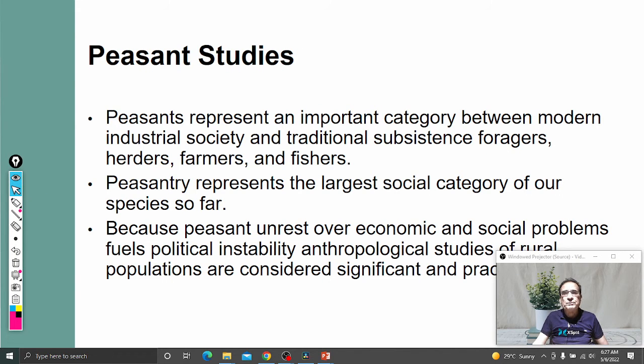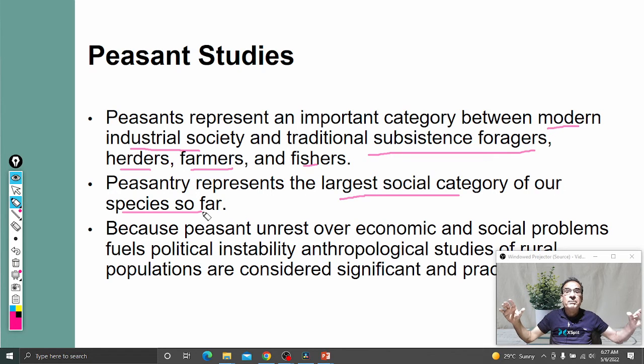Peasant study. I would like to share one study. Peasants represent an important category between modern industrial society and traditional subsistence for foragers, herders, farmers, and fishers. Peasantry represents the largest social category of our species so far, because of agriculture. Big societies became farmer societies, because most people grow and feed the different vegetables, fruit, and grain.